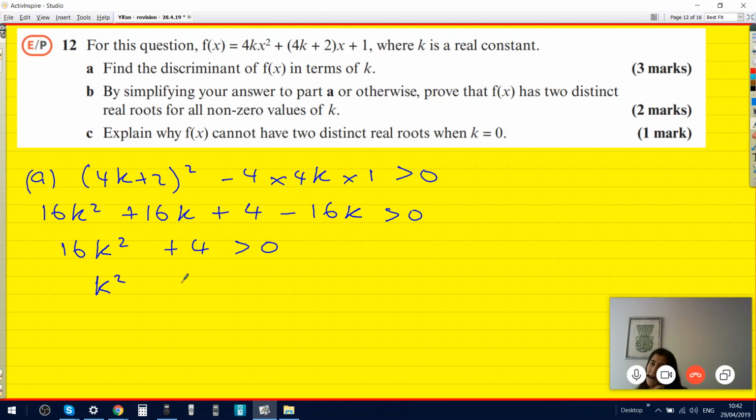What is the smallest number you can make? What's the smallest square number? What's 1 squared? 1. What is a half squared? A half times a half? 1 over 4. What is 0 squared? 0. What is minus 1 squared? 1. So it kind of bounces back up. We got 1, a quarter, 0, and 1. So k squared is always greater than or equal to 0. Therefore, 16 times k squared plus 4 is definitely greater than 0. Distinct real roots.